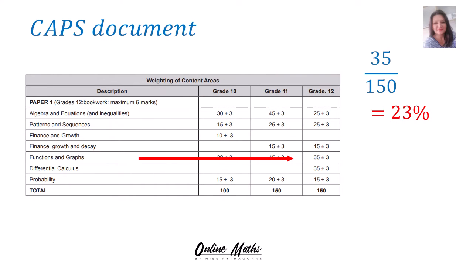From the CAPS document it's very clear that 35 out of the 150 marks are dedicated to functions and graphs. So this means 23% of your paper is on functions and graphs. And then the bad news is that this is predominantly a grade 11 topic where you will discuss the parabola, the hyperbola, and the exponential function. And then there's only the grade 12 inverse chapter that was added here.